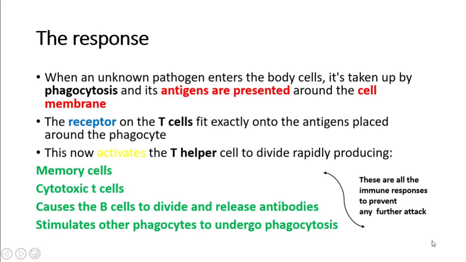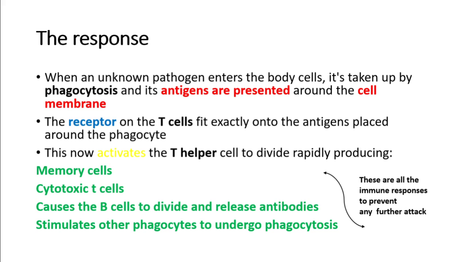So now we are just going to look at the response. So when an unknown pathogen enters the body, it's taken up by phagocytosis, and its antigens are presented around the cell membrane, and the phagocyte then becomes an antigen-presenting cell. Now, receptors on T cells fit exactly onto the antigens placed around the phagocyte, and this now activates the T helper cell to divide rapidly, producing memory cells and cytotoxic T cells, and it causes the B cells to divide rapidly and release antibodies. This also stimulates other phagocytes to undergo phagocytosis.